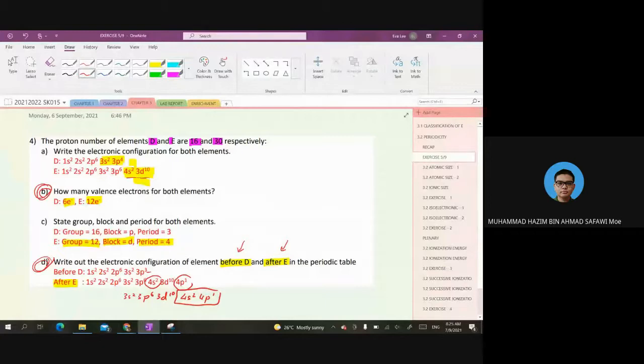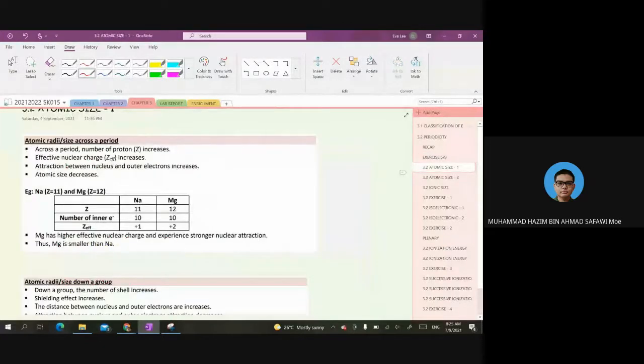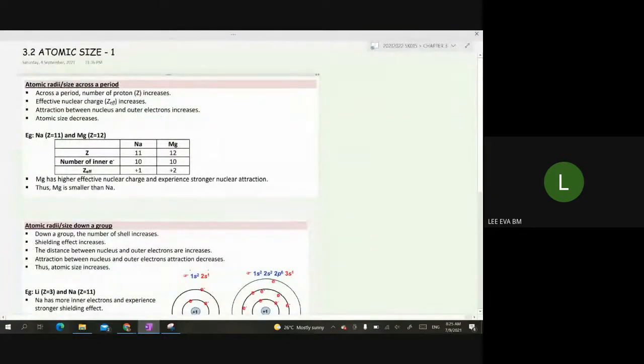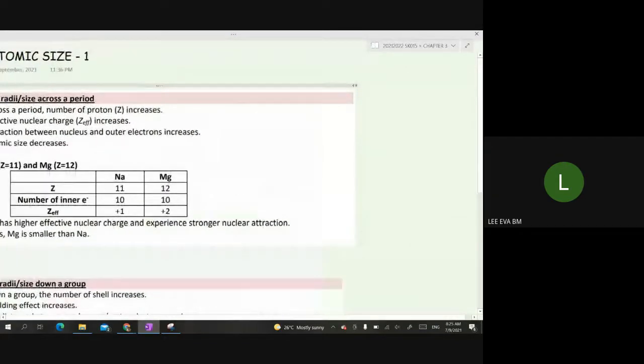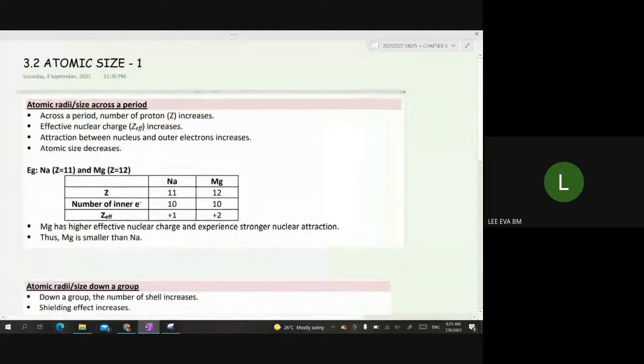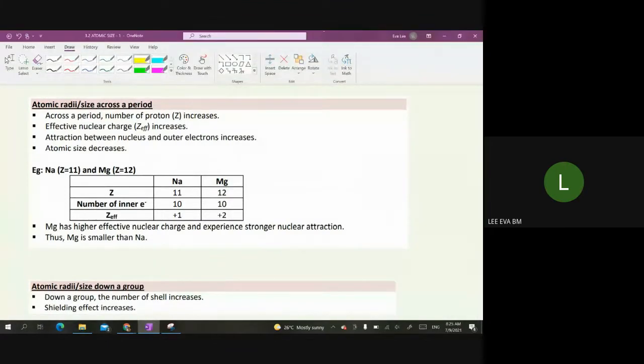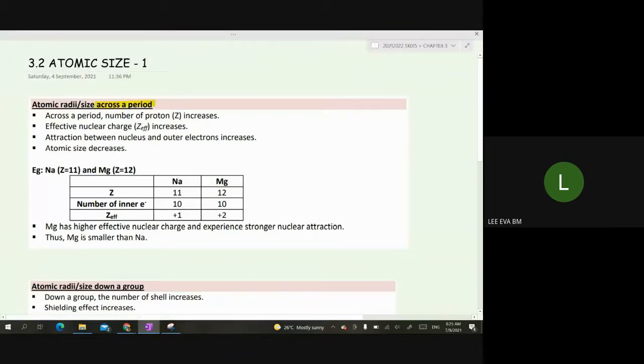No, madam. Okay. So if no questions, we're looking at the atomic size. Most of it is sentences. Okay, so madam will go through with you and you can highlight in your notes or jot down something important. Okay, so atomic size, atomic radius, it means the same thing, and you need to know the trend across the period and also down the group.